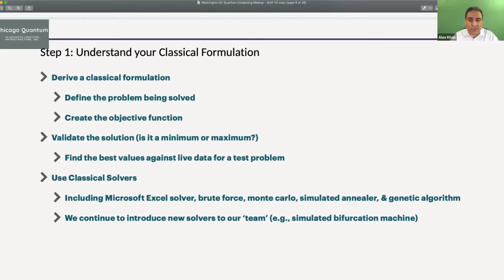Then we validated that using Excel initially, and then we started doing brute force. We wanted to know exactly what the maximum Sharpe ratio would be for a certain number of assets. Because like I said, we can give it to D-Wave, and D-Wave can give you some answer. You can have certain assets be 1s and certain assets be 0. But when you accumulate that, you don't know if that's the value you should have got or not. So finding the best values against live data was very important.